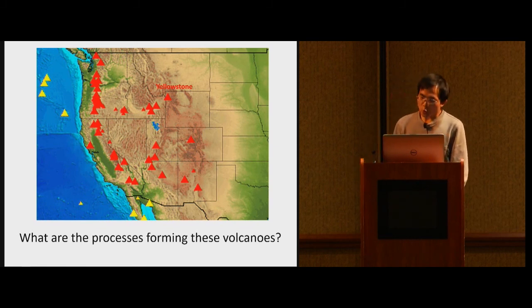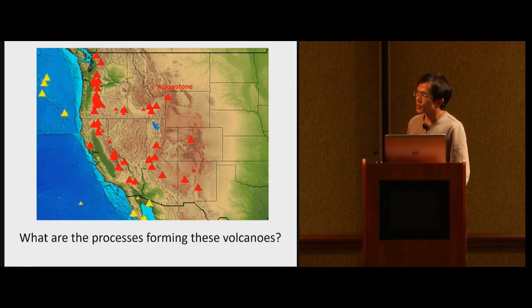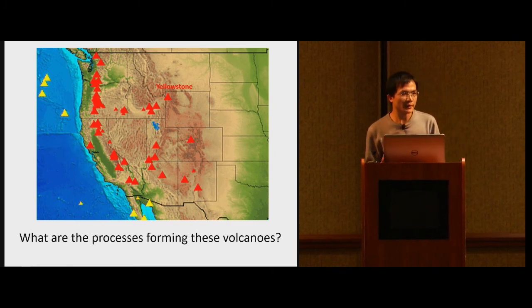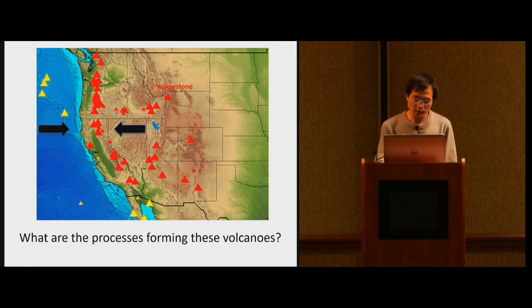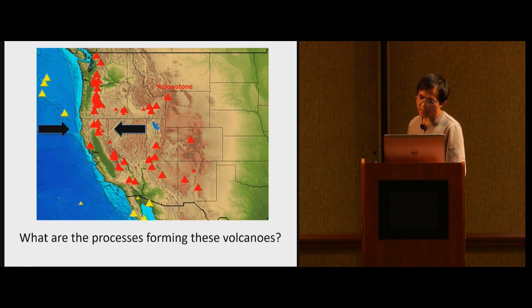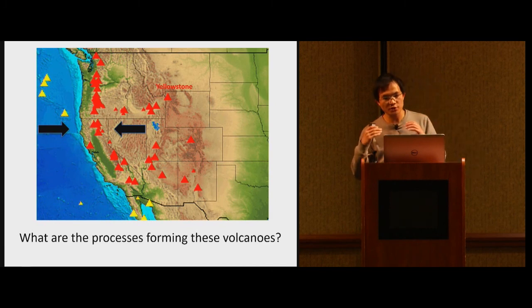So when we talk about long-term, large-scale Earth evolution, the most famous example is probably plate tectonics. For the western US, the western coast is actually a plate boundary between two plates. One is the Farallon plate, the other is the North American plate. And as the arrows show here, the Farallon plate moves eastward, and the North American plate moves westward. So these two plates move toward each other.